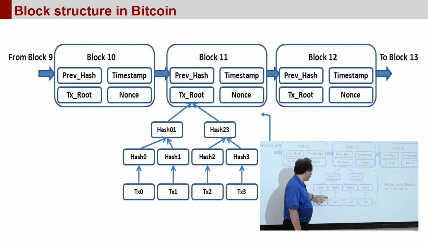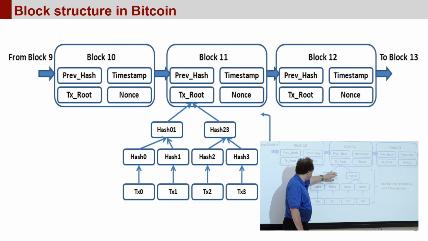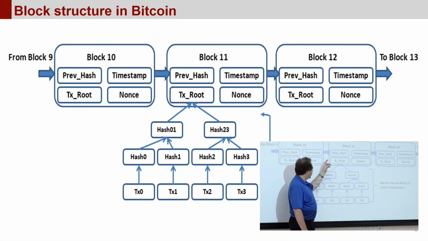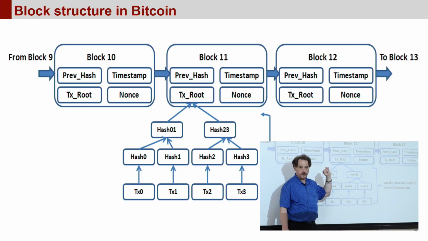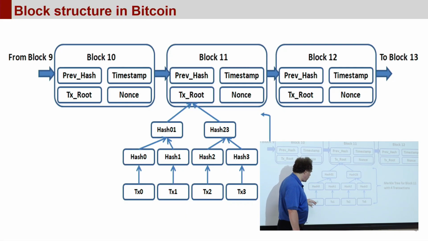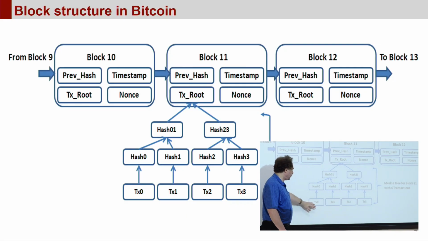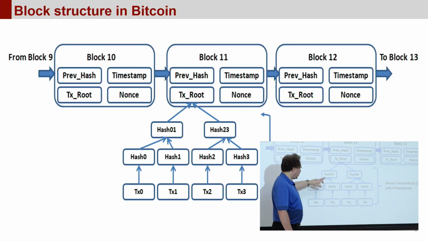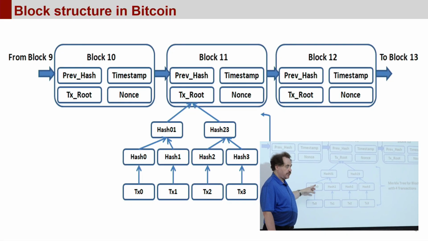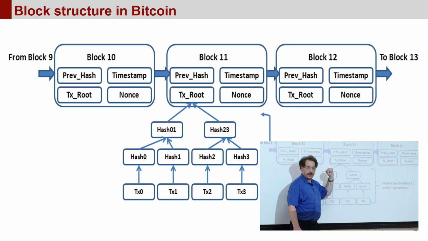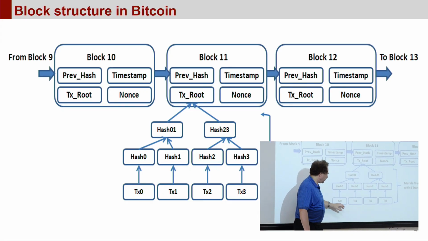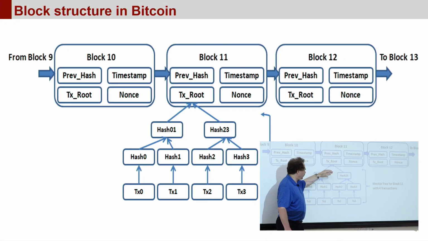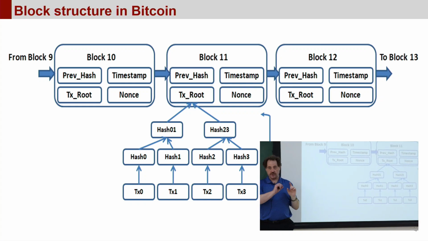But the idea is that we compute hashes throughout the tree, and then we compute the root hash, and the root hash is included in the header. So the body only includes the transactions themselves. It doesn't even include the intermediate hashes. The intermediate hashes are only needed in this case for the computation of the root. So we have a list of transactions in the body, and the root of the Merkle tree included in the header.